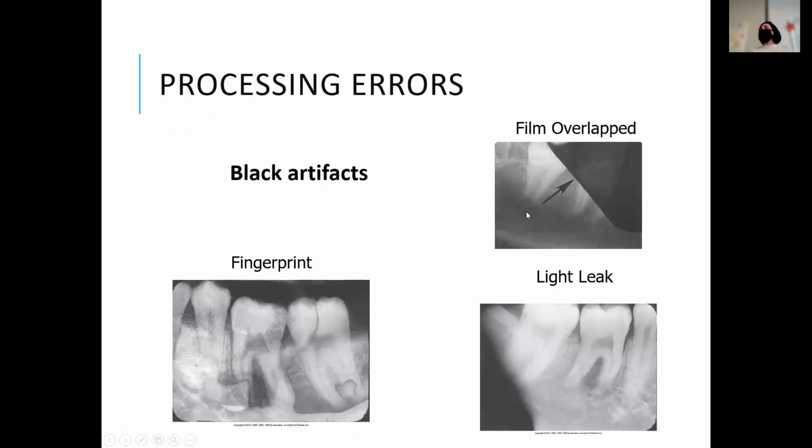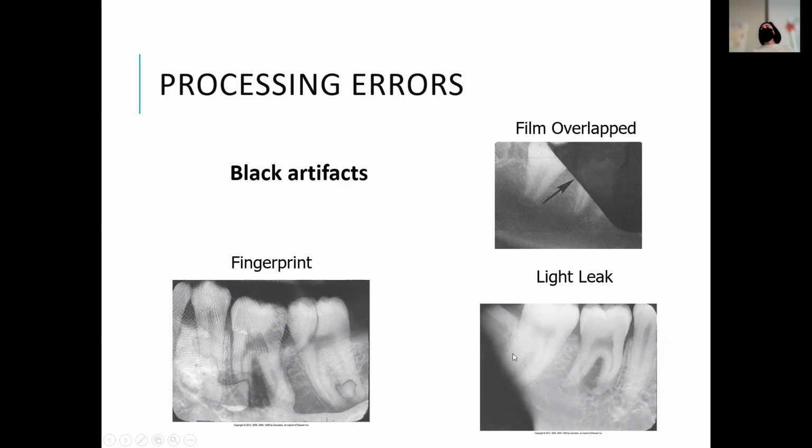So black artifacts. So here is overlapped film. You can kind of see the film, like almost an impression of another film. So they stuck together during the development stage. This is fingerprints. You can kind of see that. That's kind of obvious, little fingerprints all over.